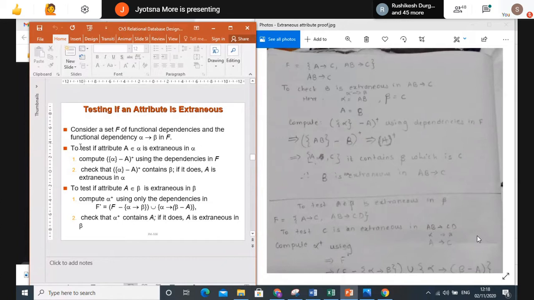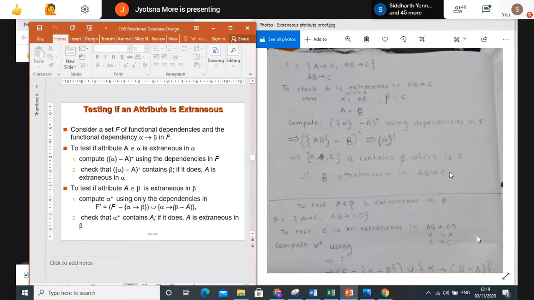Now I have to check whether beta is present in this closure set. Beta in my case is C, so beta means C. C is present over here; it contains beta which is C. So it is true that B is an extraneous attribute in AB determines C.